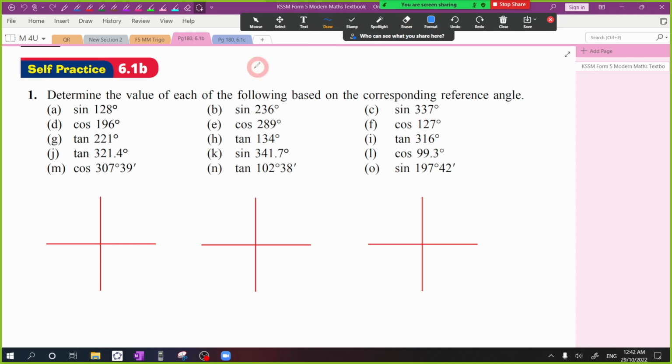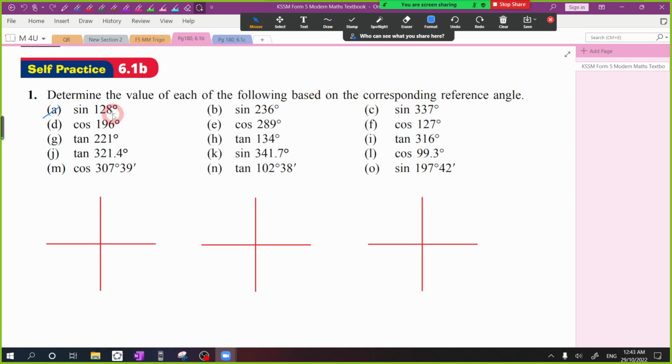These questions are taken from a textbook. I will discuss some questions with you, so the rest you need to try on yourself. Okay, now let's look at sine 128 degree. Determine the value of each of the following based on the corresponding reference angle.